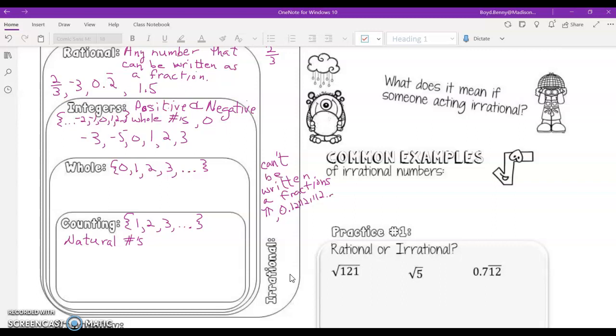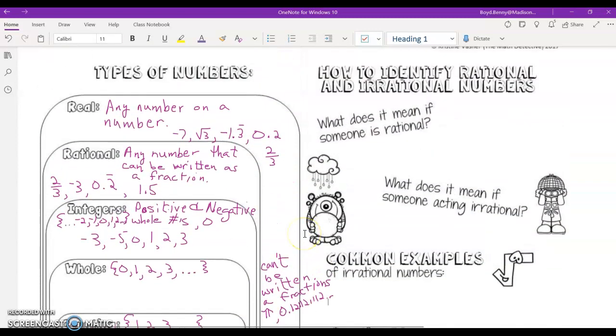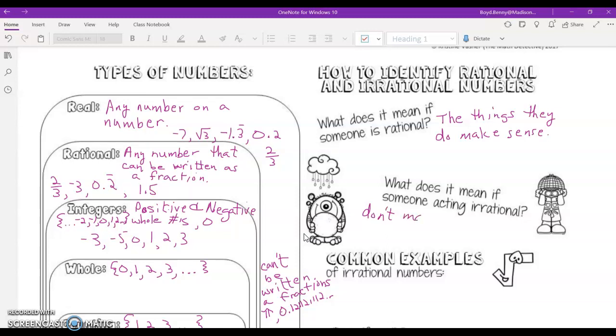Okay, so what does it mean when, let's go up here to the top of this next page. What does it mean if someone is rational? Well, that means that the things they do make sense. What does it mean if someone's acting irrational? They don't make sense. Or in some cases, we even say, man, they're weird.